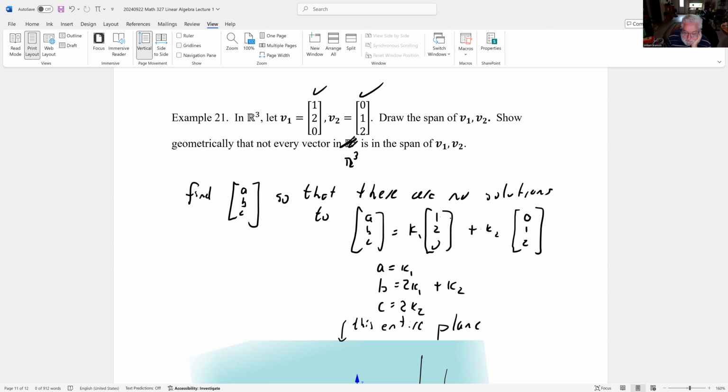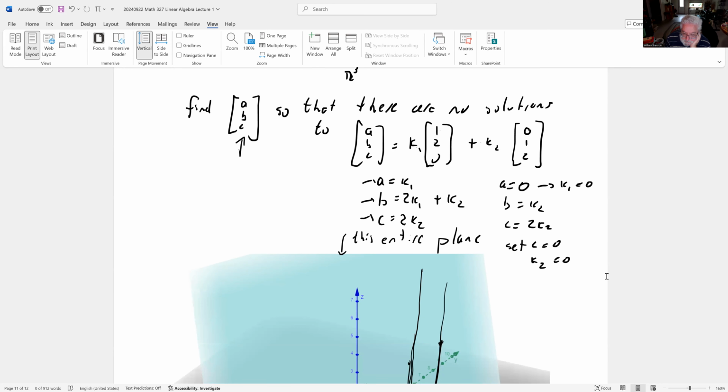And that's pretty easy. We can just say, let's set A equal to 0. We're allowed to pick these because we're looking for a vector that has no solution. So if we take A equal to 0, that forces K1 equal to 0. And then that makes B equal to K2 and C equal to 2K2. If we take C equal to 0, that makes K2 equal to 0. But then we can make B equal to 1.